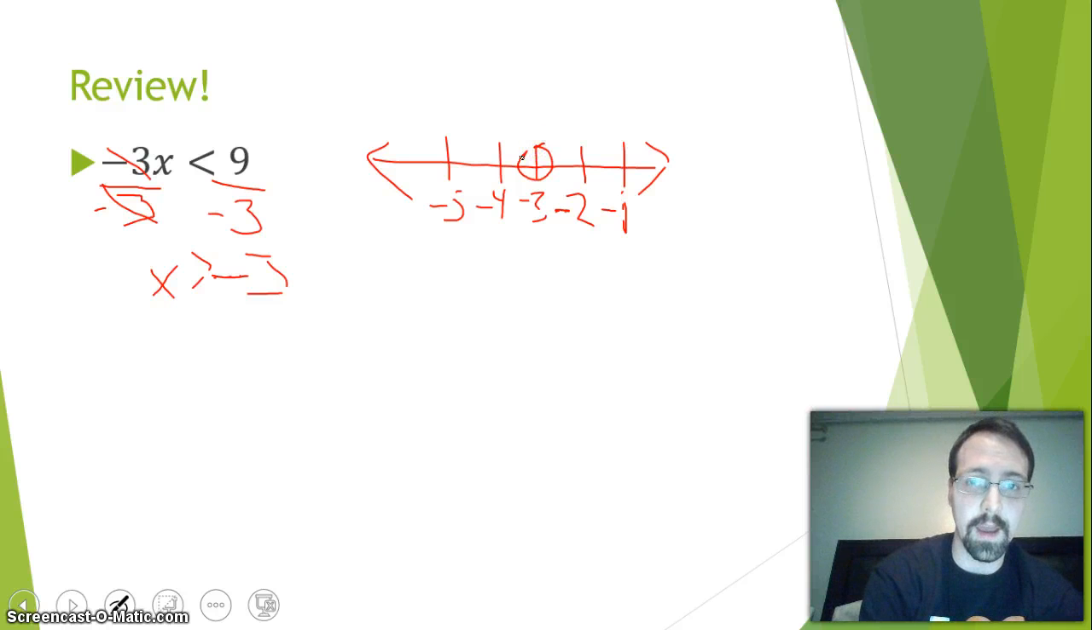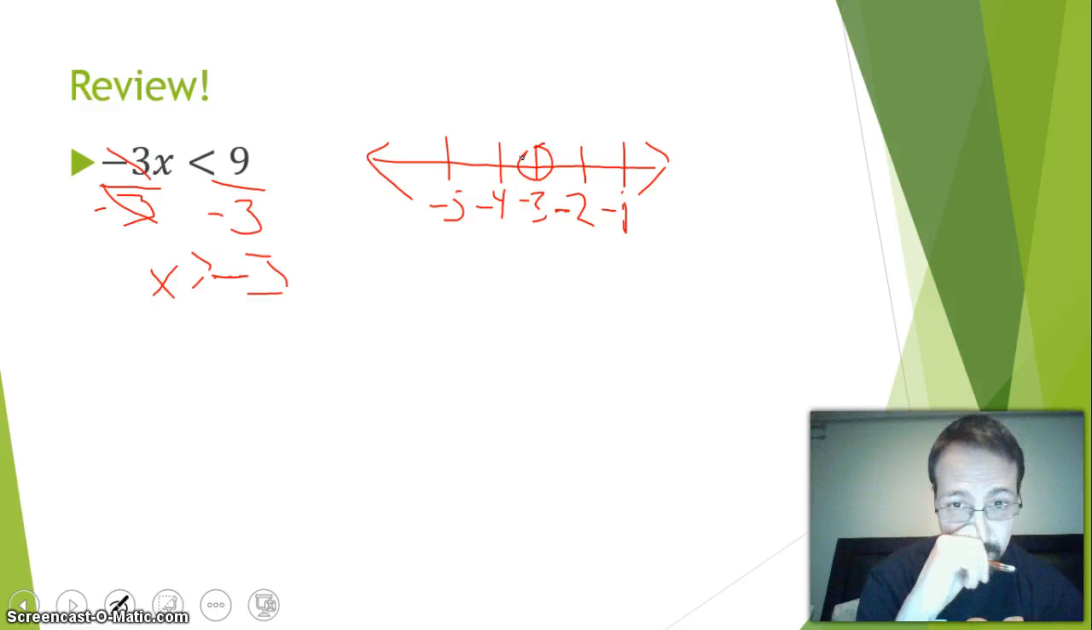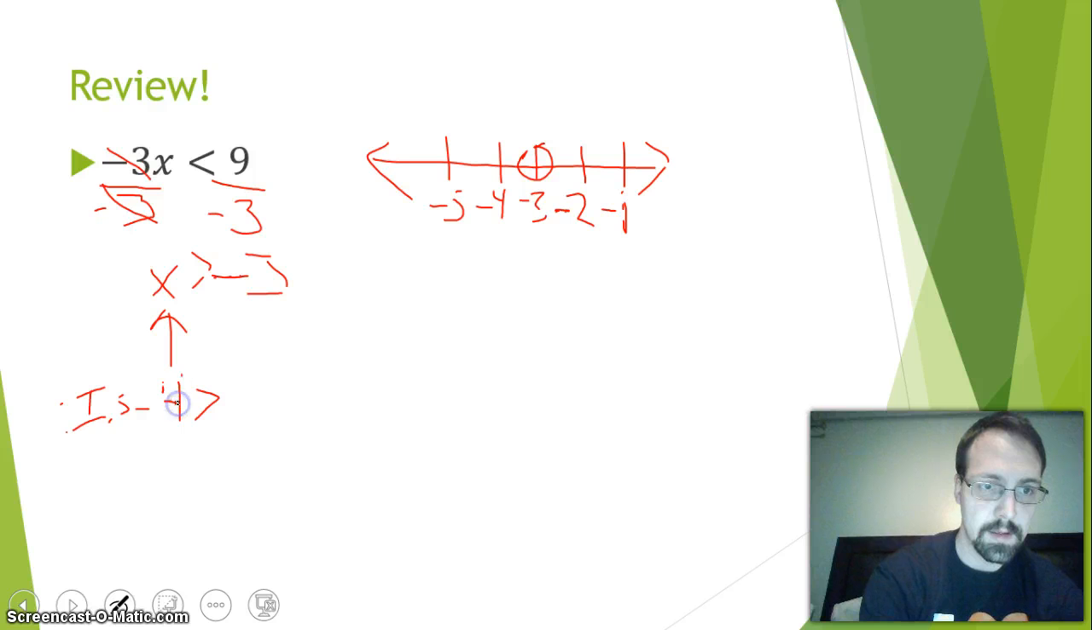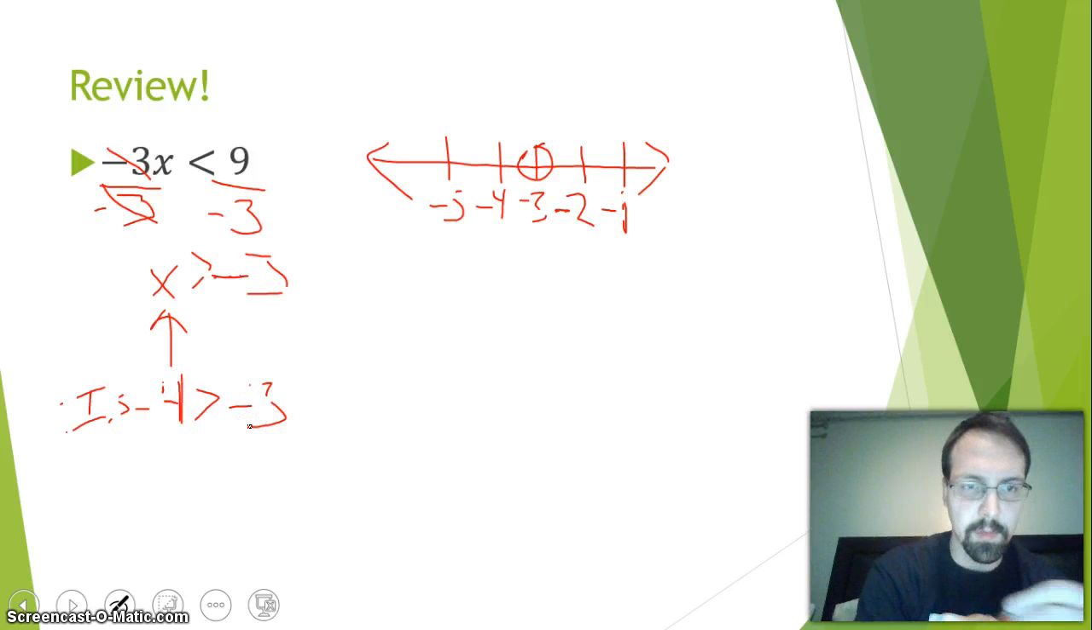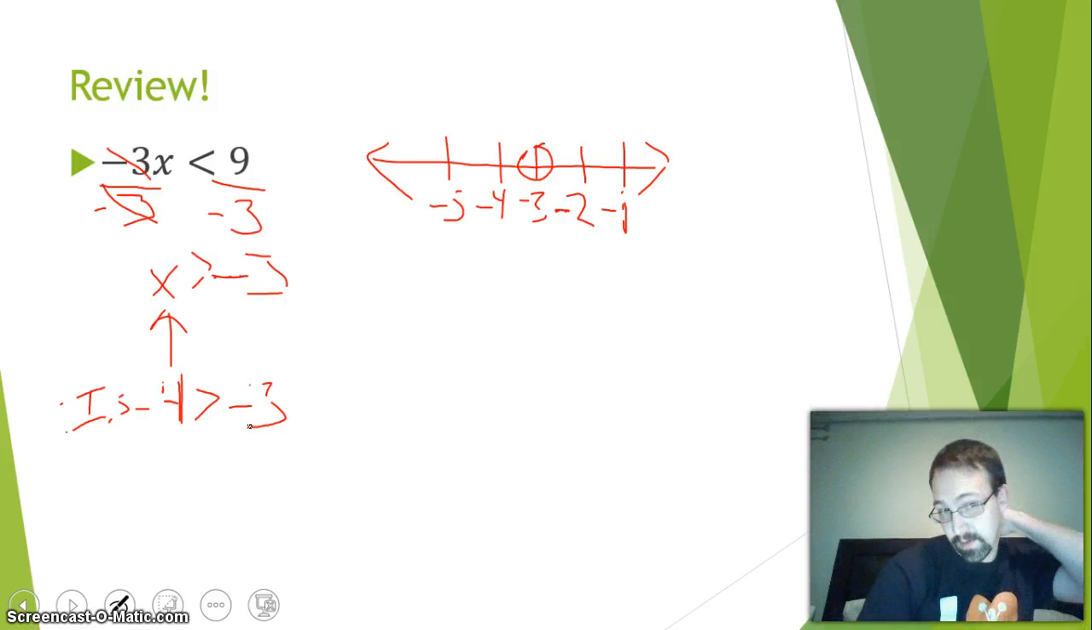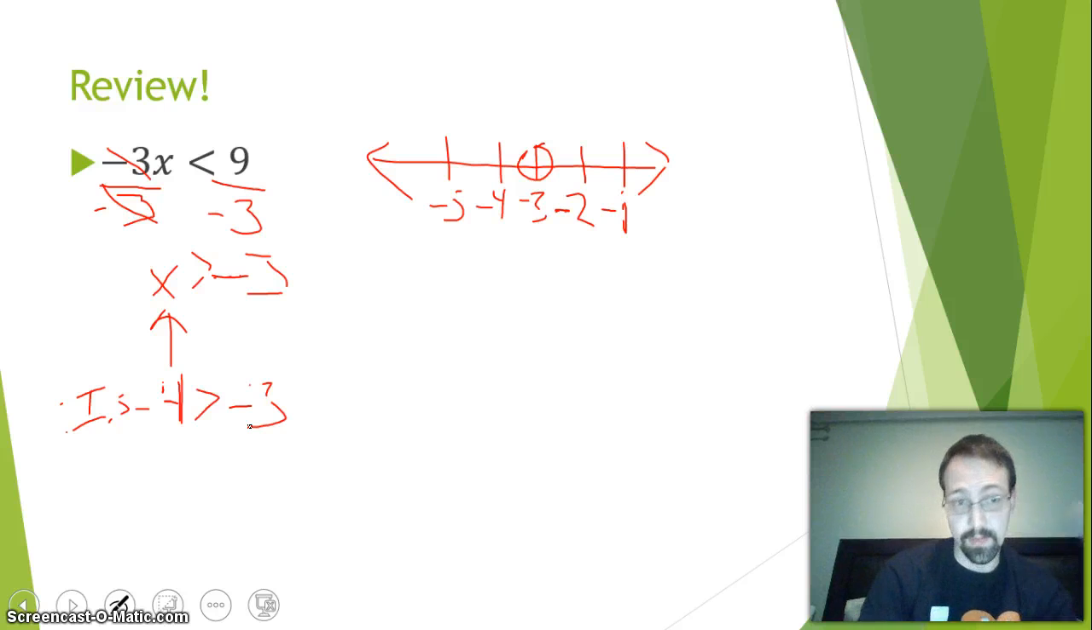Now I need to figure out how I'm going to shade it. So my test point, the way I do that is I pick another number that's not on the number line, not the negative 3, and plug that in for x. So let's go ahead and do that. Is negative 4 greater than negative 3? Sorry, I don't know what's with my pen, guys. Negative 4 is less than negative 3, so that's false.